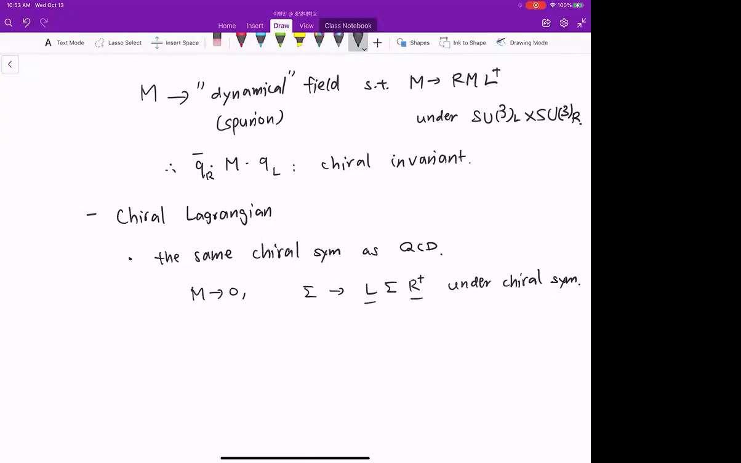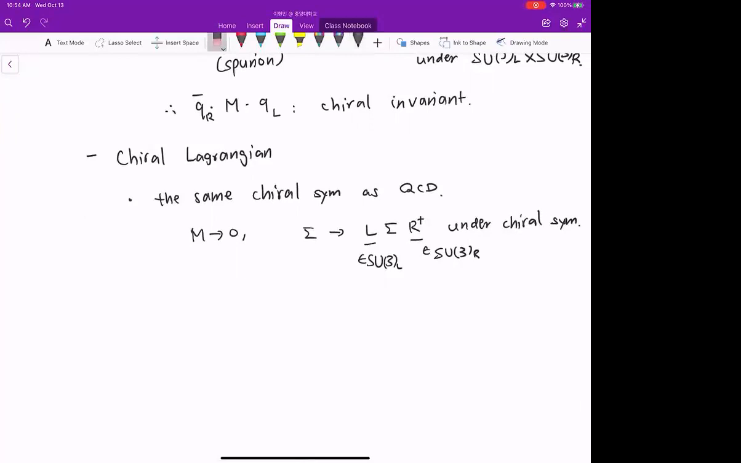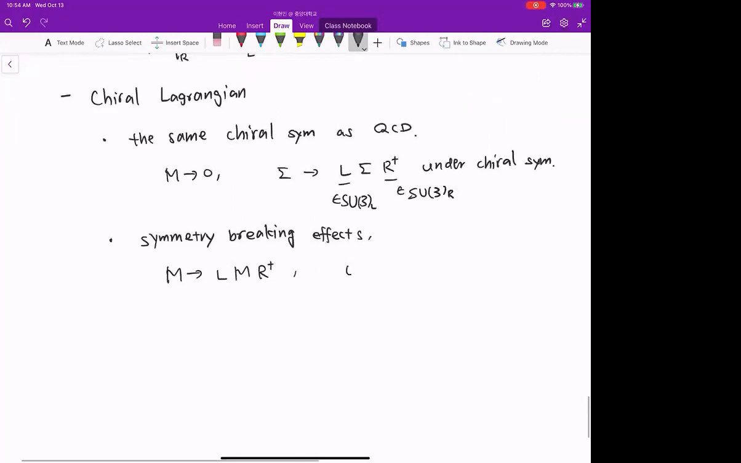So this left and right, as I said, belong to SU(3)_R and SU(3)_L. This is a requirement, and then the symmetry breaking effect is introduced due to the non-zero masses. For non-zero masses, we require that the mass is a kind of spurion, so that we make the Lagrangian chiral invariant. So we impose the mass term, and the mass term is also invariant.